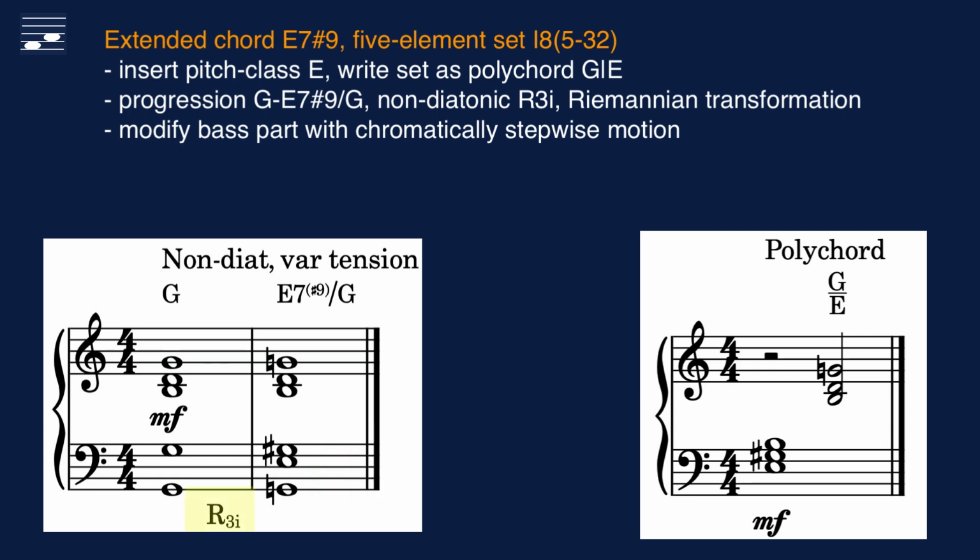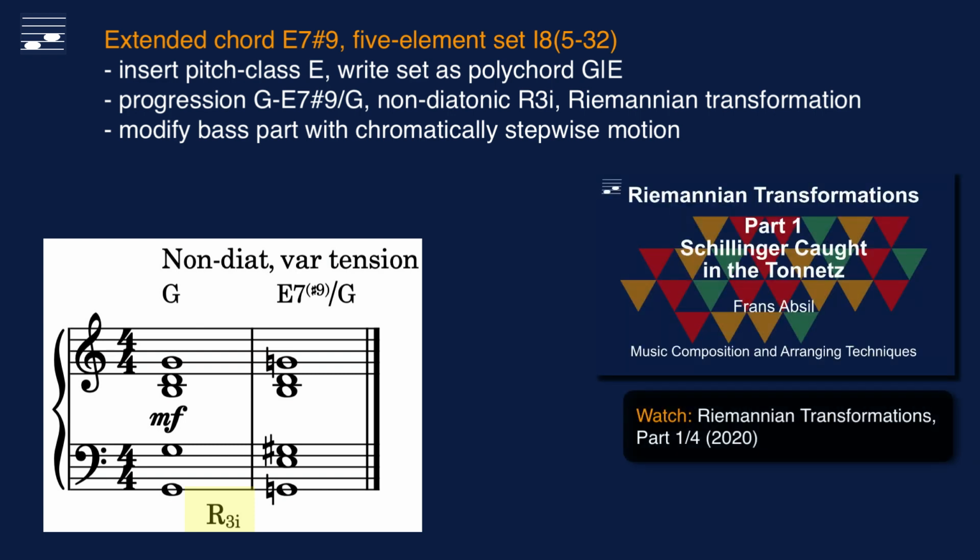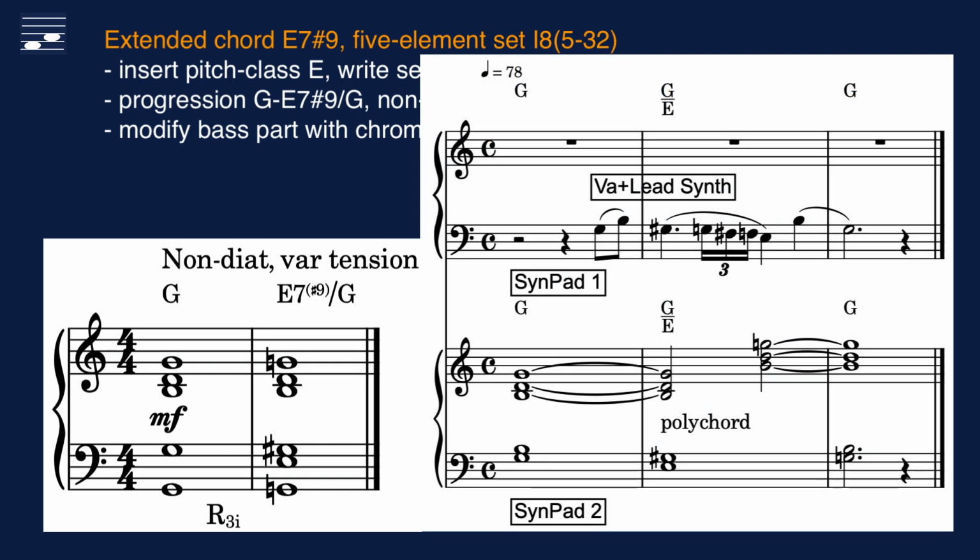The chord root movement is a non-diatonic R3I, a minor third down, which may be considered a Riemannian transformation. For an overview of neo-Riemannian theory, watch this series of 4 tutorials. And here's a synthesizer texture setting of this progression, omitting the bass pedal point pitch G.